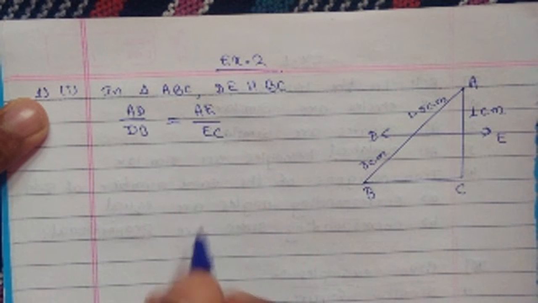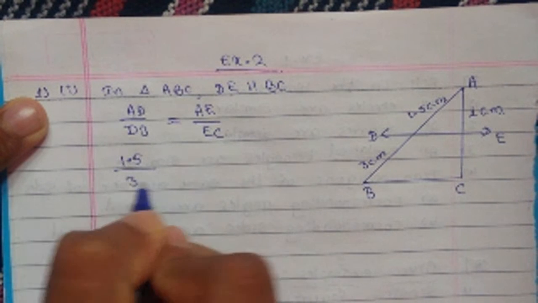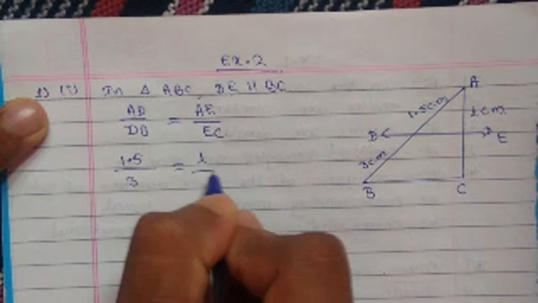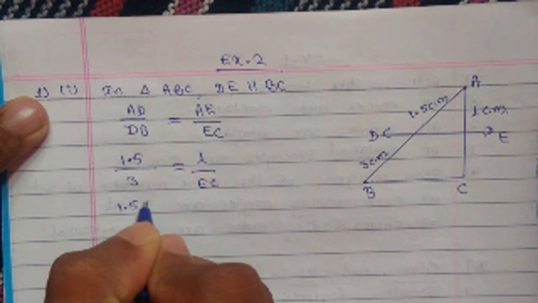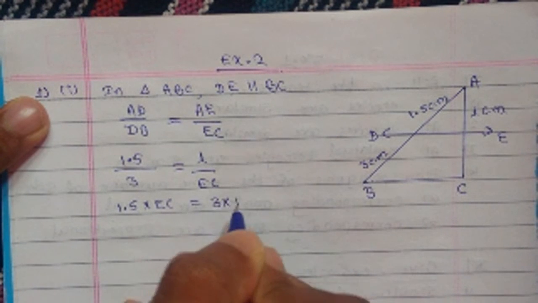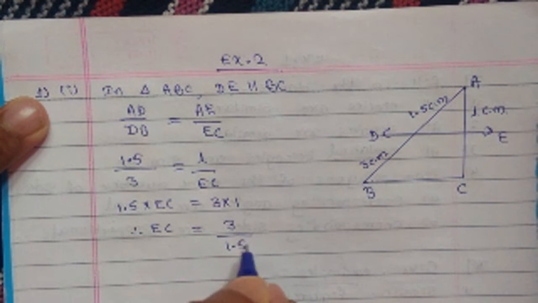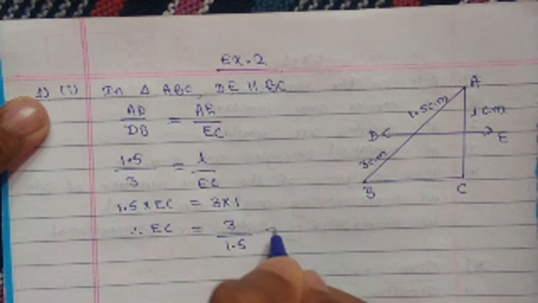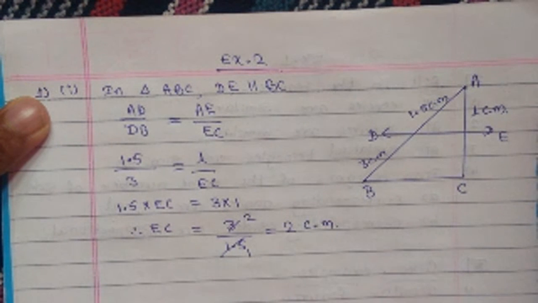Now we have to substitute the values. AD value is 1.5 centimeter and DB value is 3 centimeter, equal to AE value 1 centimeter and EC value unknown. Now simple cross multiplication. So it becomes 1.5 into EC is equal to 3 into 1. So EC value becomes 3 divided by 1.5, and we know that 3 divided by 1.5 gives 2. Therefore EC value is 2 centimeter.